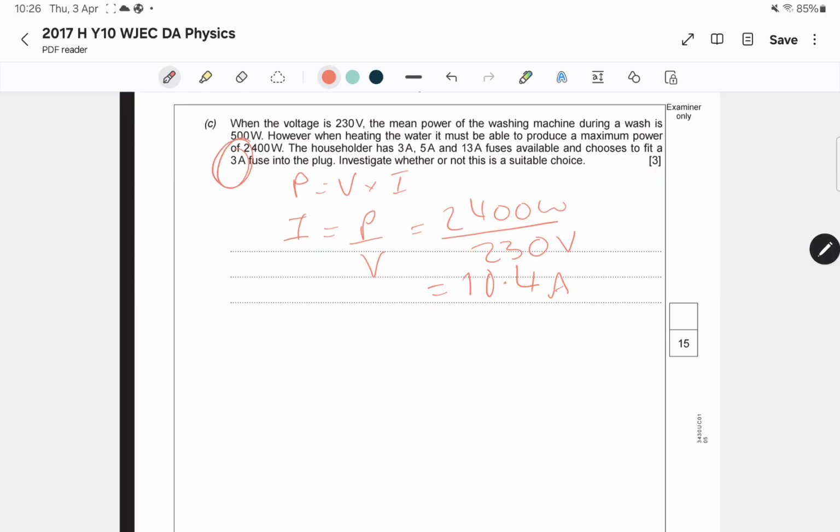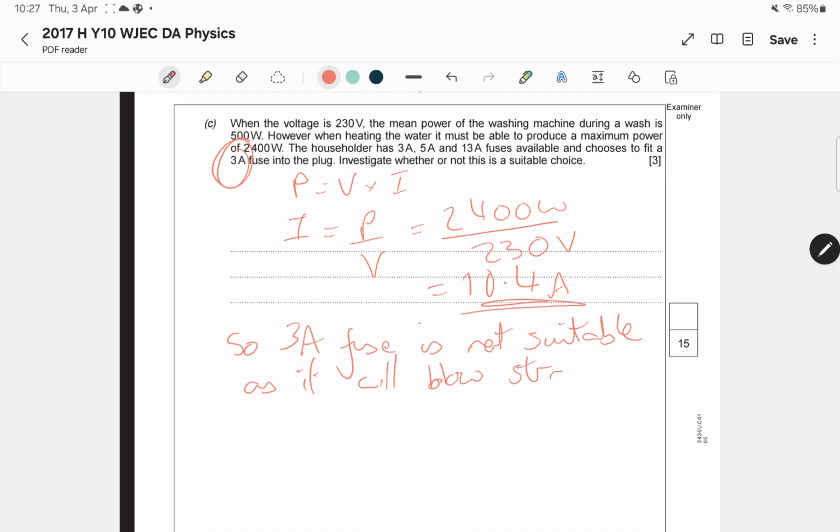Now the question said that this person has chosen to put a 3 amp fuse in. As soon as you put a 3 amp fuse in, 10.4 amps starts to flow, and the fuse breaks straight away. So a 3 amp fuse is not suitable, as it will blow straight away. A 13 amp fuse is better. It's given us a choice of 3 and I'm choosing 13.